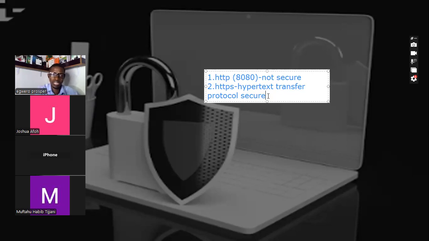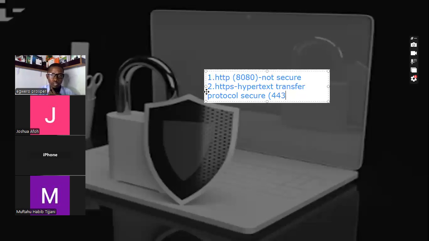Because these are the websites that you log into, you will notice that what is not secure is the port that the website is using to transfer its information. So port 8080 is not secure. Let me also give you an idea of the port this one uses. This one uses 443. So port 443 is secured.